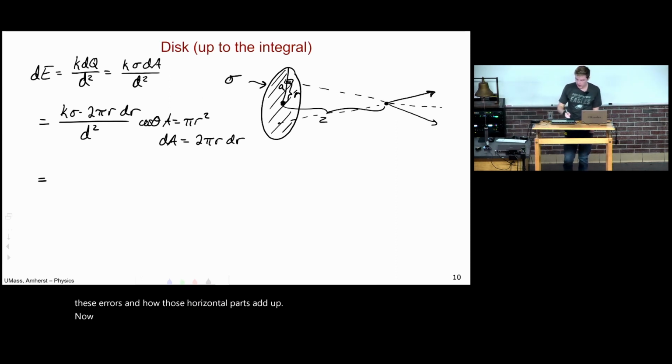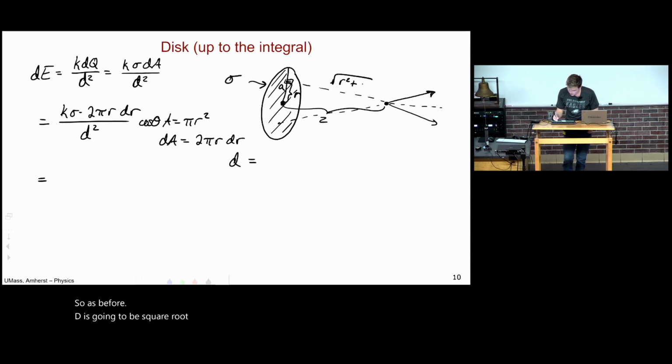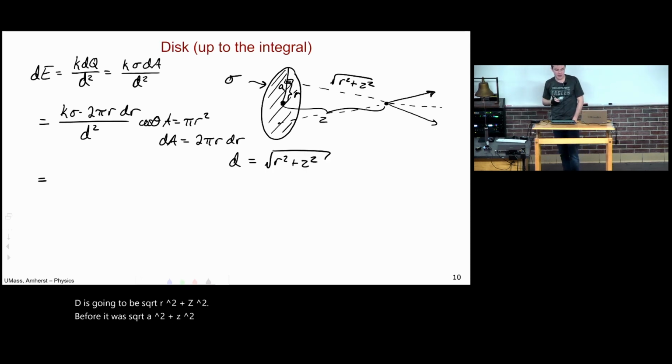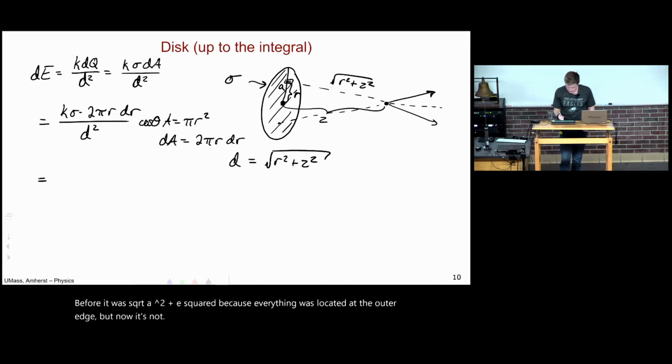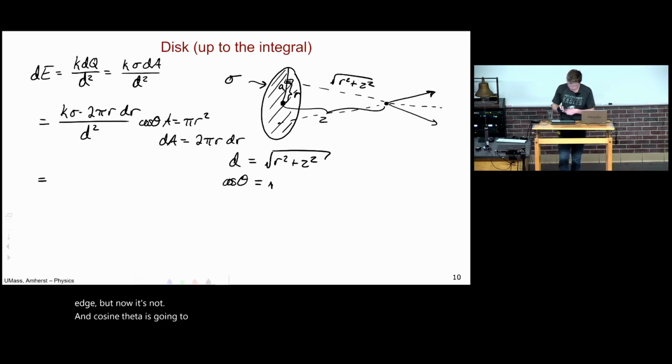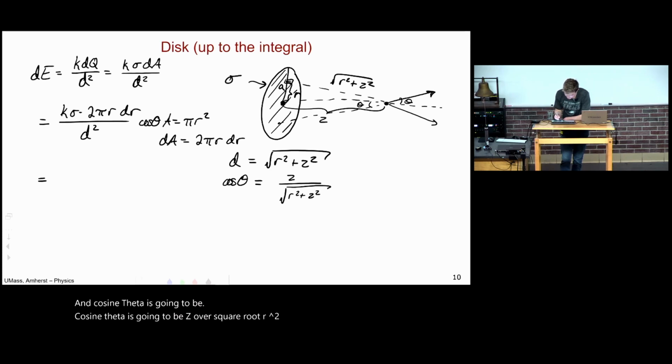Now it's our job to replace d and cosine theta in terms of little r and z. So as before, d is going to be the square root of r squared plus z squared. Before it was the square root of a squared plus z squared because everything was located at the outer edge, but now it's not. And cosine theta is going to be z over the square root of r squared plus z squared.